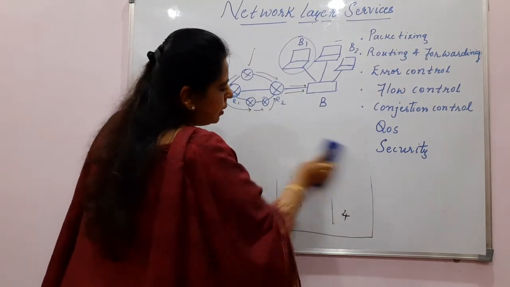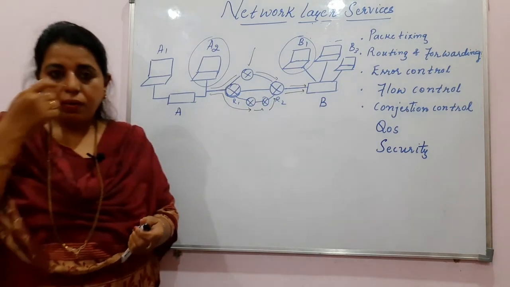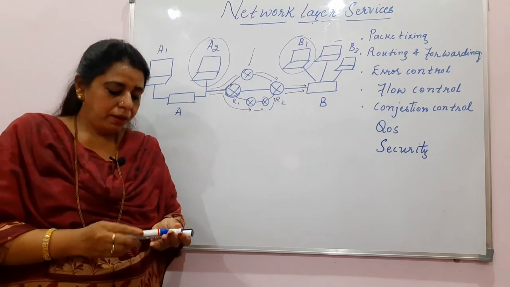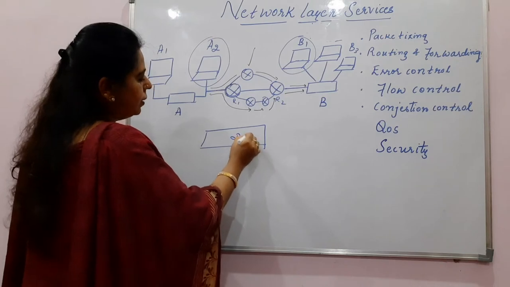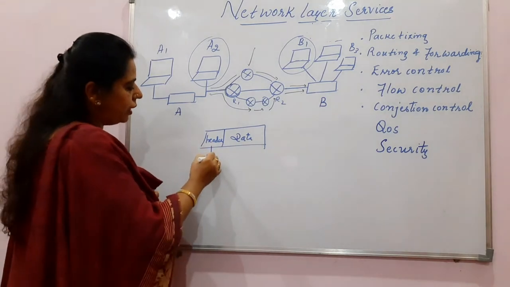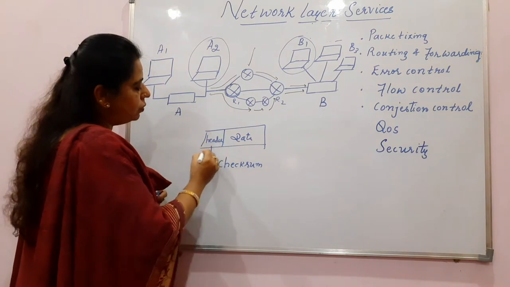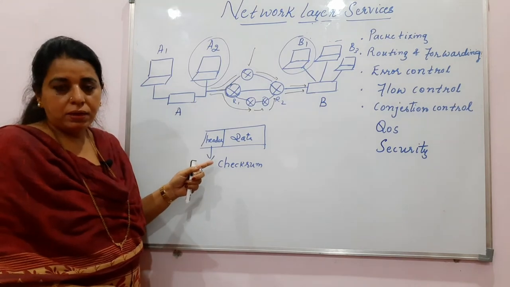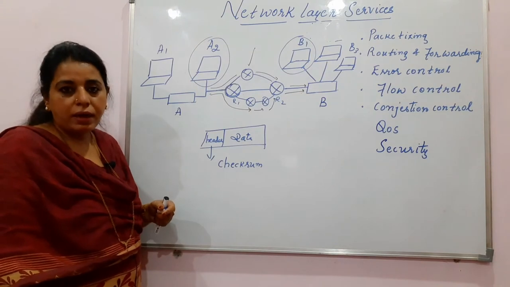The third service in the list is error control. So error control is not strictly implemented in the network layer. See, if you look at the packet, there will be the data part and the header part. So at the network layer, definitely error correction is done only for the header part. Using the checksum, it checks for the correctness of the values placed in the header part. So not to the complete extent is the error control mechanism involved in the network layer.